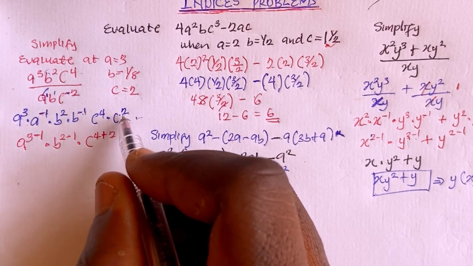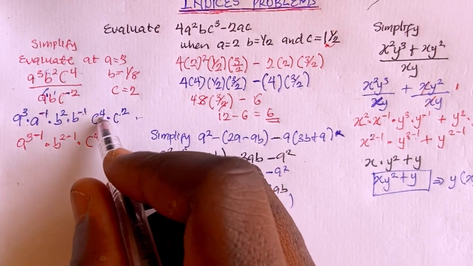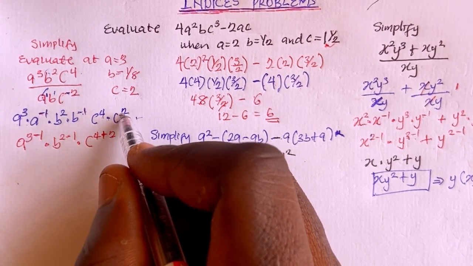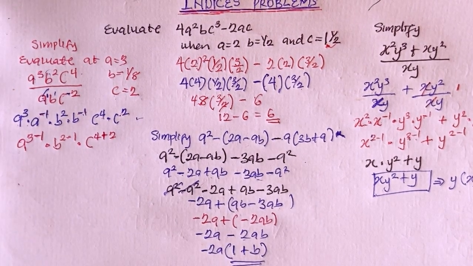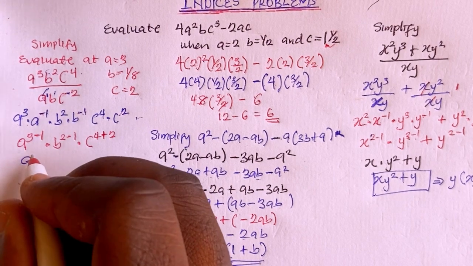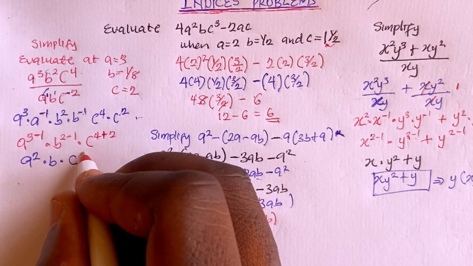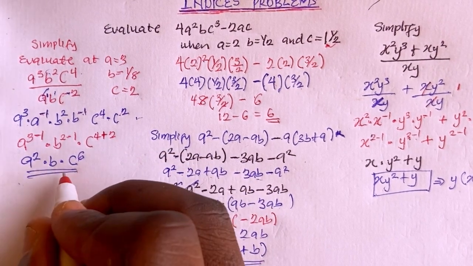So in this case, I'm having the power to be 4 and 2. That's also going to be plus 2, since the 2 here is actually positive. If I simplify this expression further, I'm going to have a raised power of 2, multiplied by b, then multiplied by c raised power of 6. So this does it. I've simplified it for you.